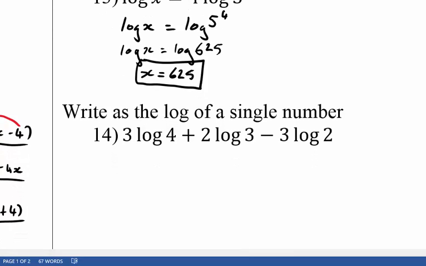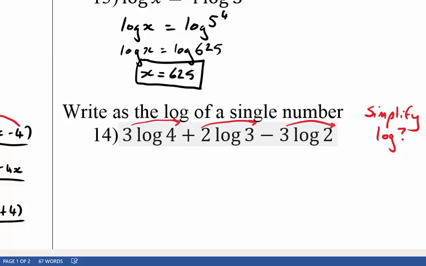Final one, write as the log of a single number. Another way you could read this is the word simplify. That means you are not going to use your calculator. You're writing it as a log of a single number, so your answer should look something like this, log question mark, whatever that number is goes there. Don't give me just a number, I need a log of something. So to do that, I need to combine all these things together, and to do that, I need to put all these numbers up here.